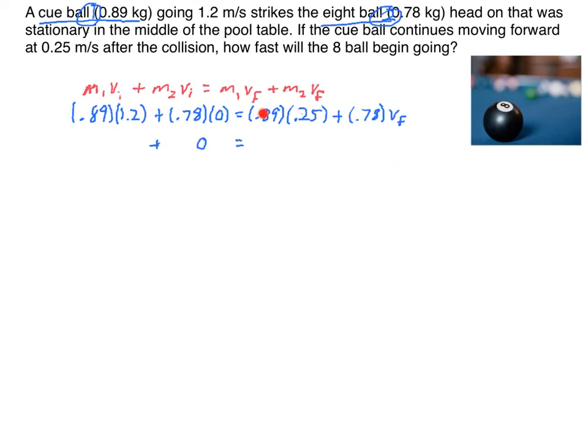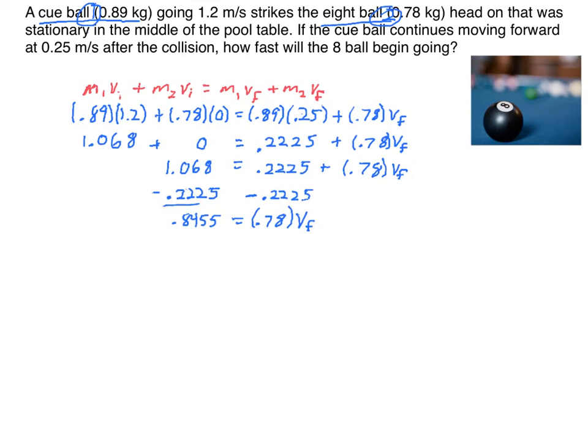And quite evidently, the cue ball is going to slow down, right? It has a slower velocity, thus it's going to have less momentum over here. So some of the cue ball's momentum gets transferred to my 8-ball. So now I'm just going to continue to work the algebra, subtract the 0.225 over and then divide by my 0.78. And so my 8-ball ends up going 1.1 meters per second.